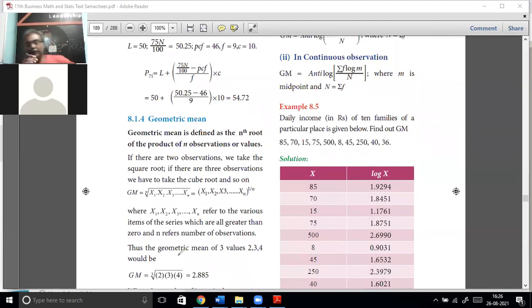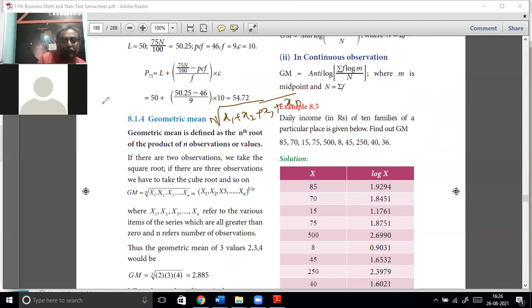Okay, geometric mean is very easy to know. If there are n values in the data set, then it is the nth root of all the data, x1, x2, x3 till xn. That's all.